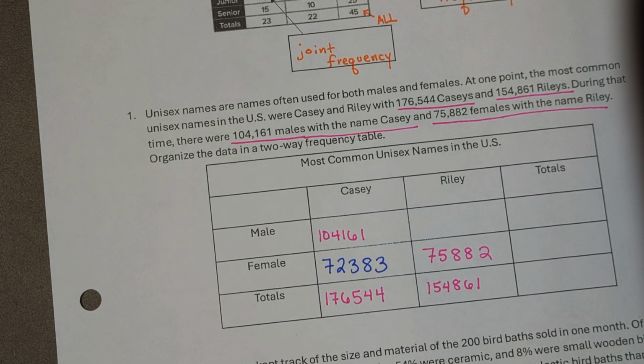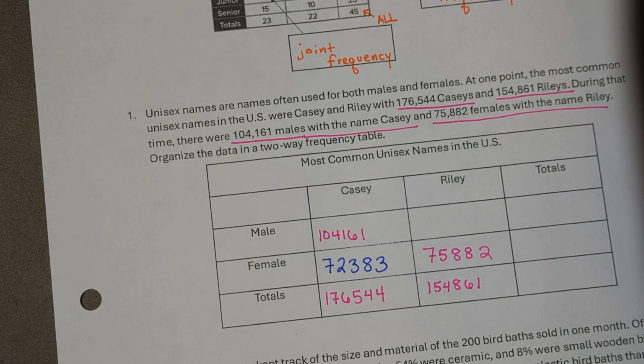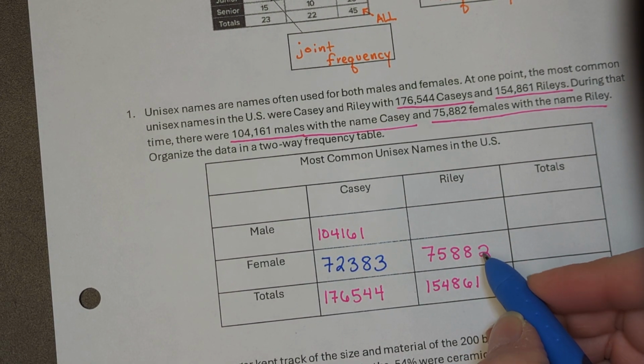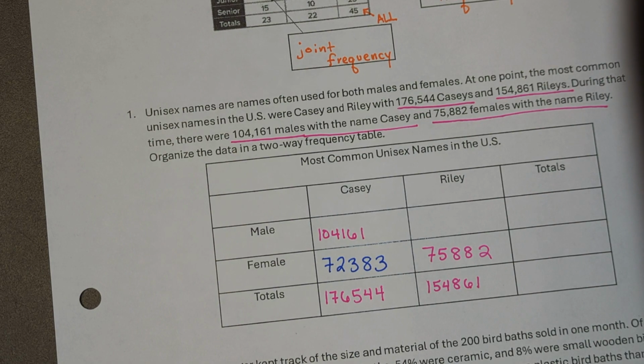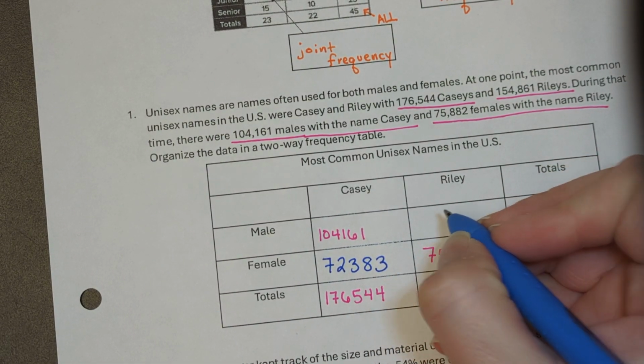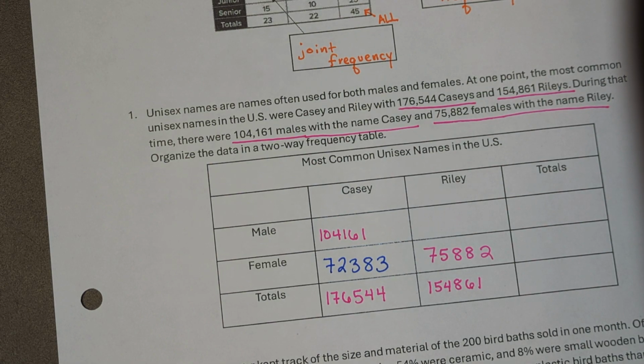Okay, what could you find next? The females for Riley. Well, we already know females for Riley. The males for Riley. How do we find the males for Riley? You add them. Subtract, sorry. There you go. So we're going to subtract our girl Rileys from our total Rileys to find our boy Rileys. So 154,861 minus 75,882. And we should get how many?